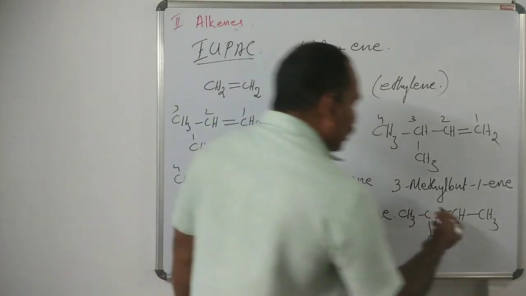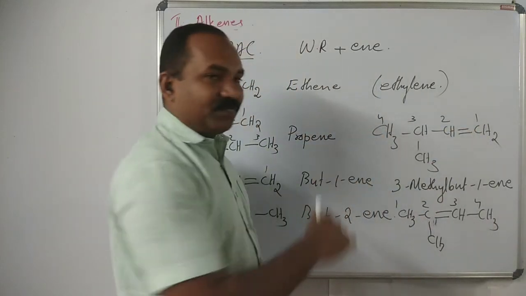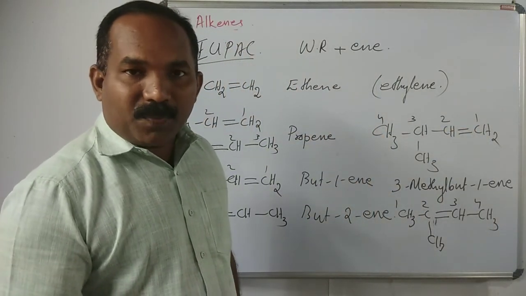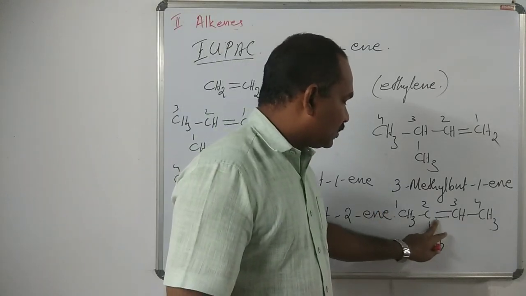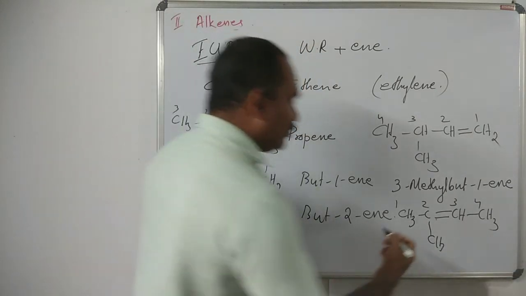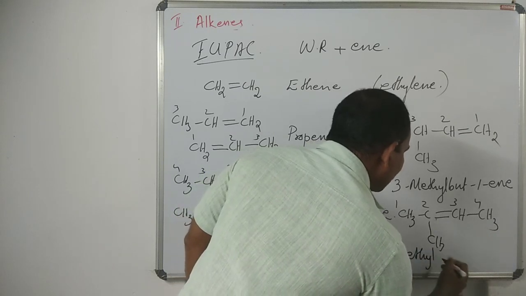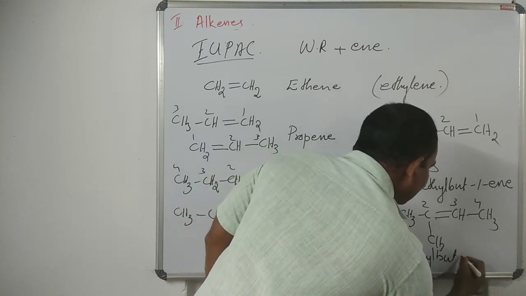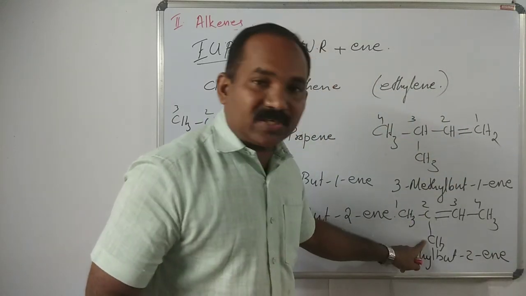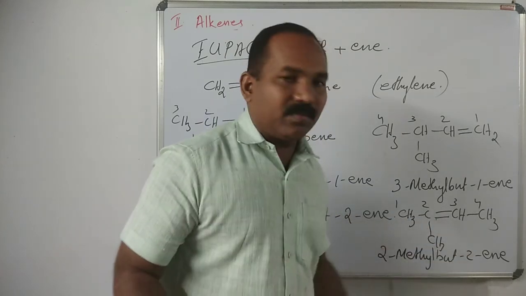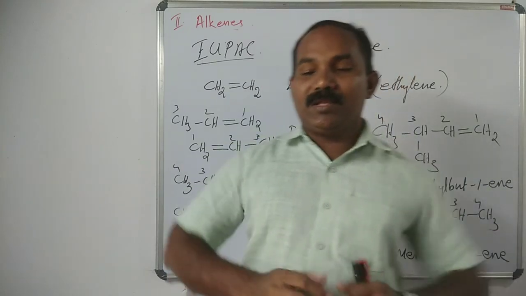This is numbered 1, 2, 3, 4. Do not number from right to left. By applying the lowest sum rule, numbering from left to right is correct. So what is the name? It's 2-methylbut-2-ene. The methyl group is at the second position, and the double bond is also at the second position, so it is 2-methylbut-2-ene.